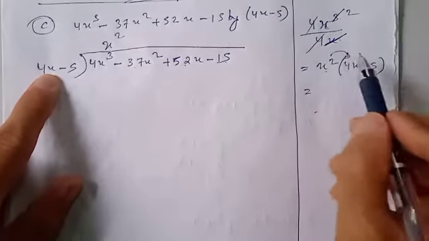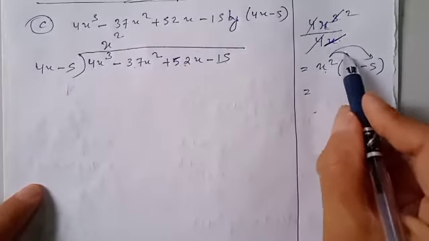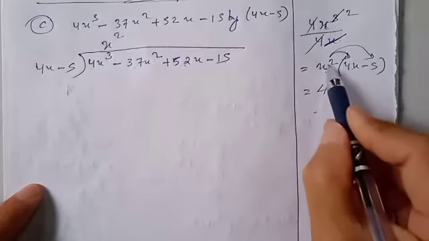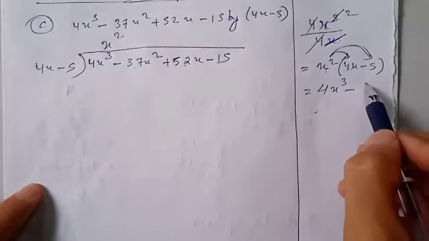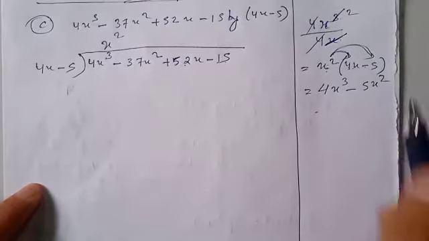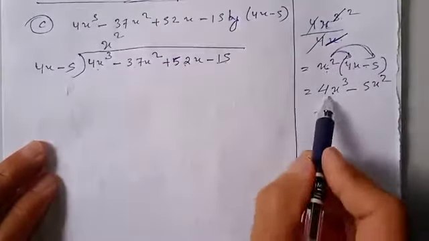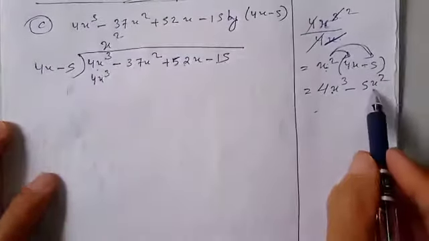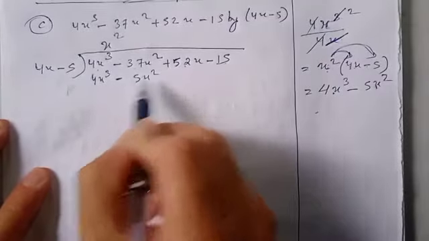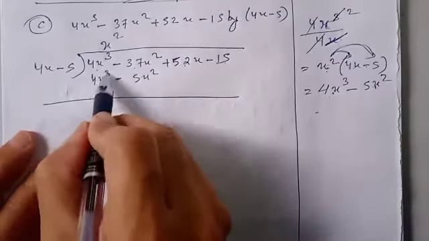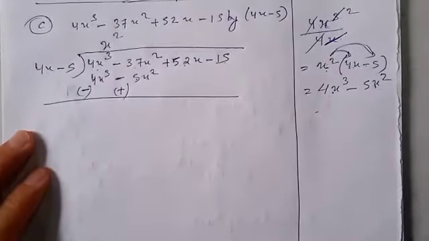Now let's remove this bracket: x squared into 4x, x squared into minus 5. For x squared into 4x, the number we have is 4, so you write 4. What about x? x squared into x is x to the power 3. Minus, again, x squared into 5 is 5x squared, right? x to the power 3, you write it under the like terms: 4x to the power 3, and then now x squared. You find x squared here, minus 5x squared. Okay, now change the sign. 4x to the power 3, this is plus, so change into minus. 5x squared, this is minus, so change into plus, okay?